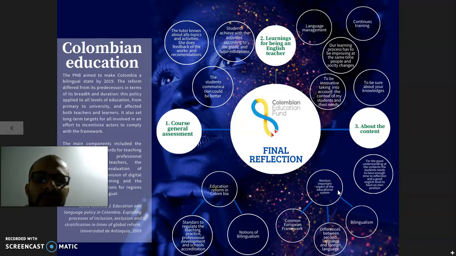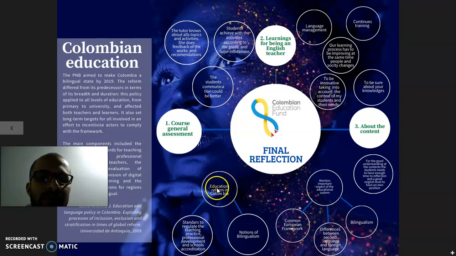It's important to mention aspects of the educational system. The educational system in Colombia, or the next form, varies across the world, qualified by the Common European Framework, and the difference between second language and foreign language is very important to understand. And bilingualism: the government works a lot, but society in Colombia has bilingualism. But the PNB, in Spanish Plan Nacional de Bilingüismo, Programa Nacional de Bilingüismo, is exactly, or is no longer, the Colombian one.